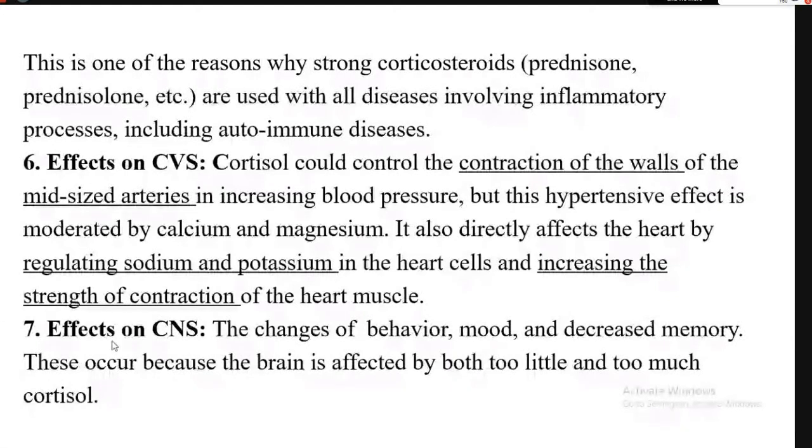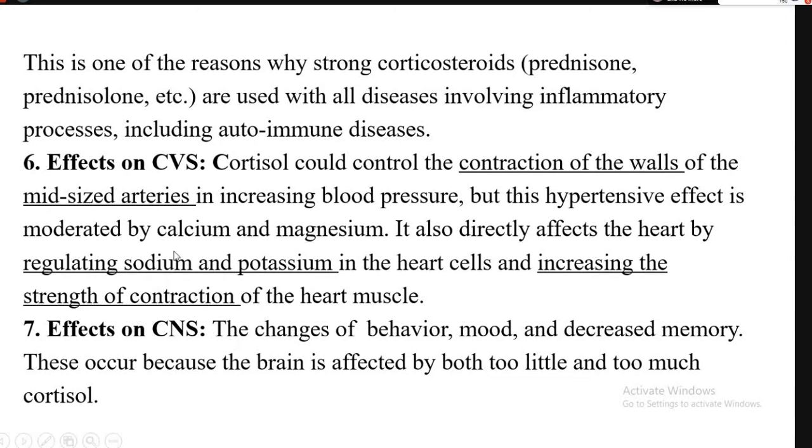The immune system effect is one of the reasons why strong corticosteroids like prednisolone are used in inflammatory diseases, like autoimmune disease, like rheumatoid arthritis. We give prednisolone to combat autoimmune disease. Now, glucocorticoid has an effect on the cardiovascular system also, and on the central nervous system also.